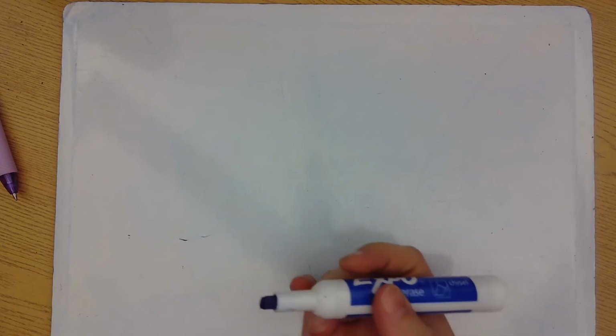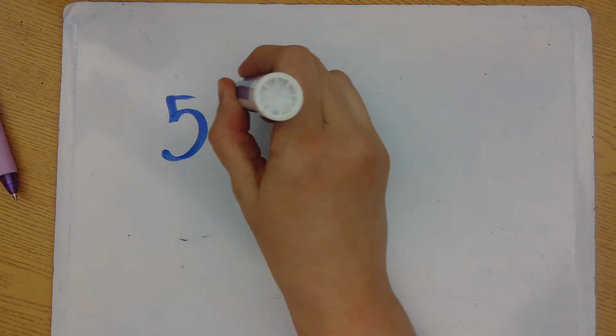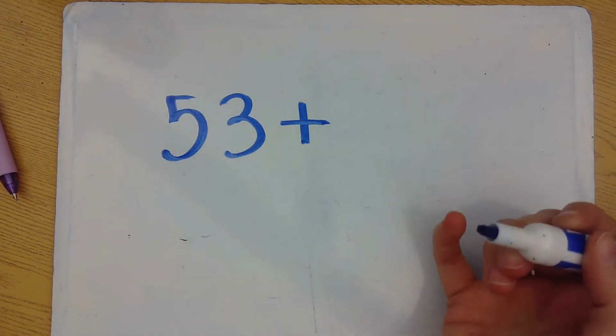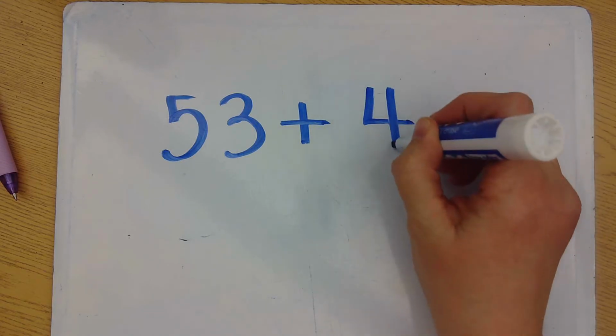What you need to do is get a whiteboard out and a marker. Pause the video if you need time to get those things out. On your whiteboard, I would like you to write down the problem 53 plus 44.